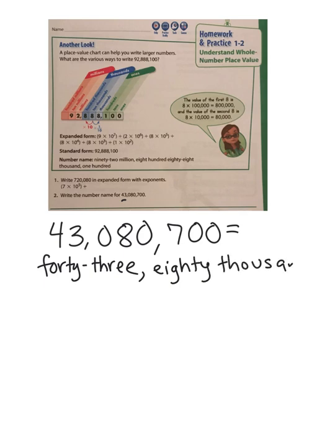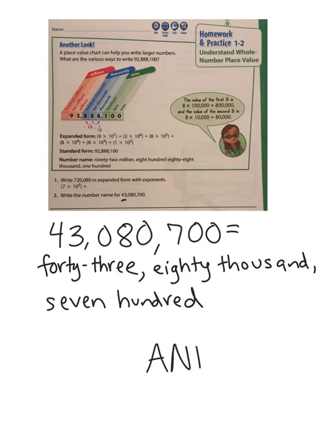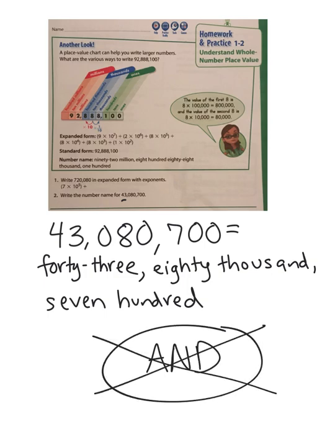80,000, comma, 700. That's it. Okay? Now, notice I do not have the word and anywhere in here. You do not use the word and for whole numbers. And is, we save that for decimal points. So it's not 43 and 80,000 and 700. If there was a decimal point there, that's the only place I would see the word and. But since there's no decimal point, it's not here. So I can get rid of that.